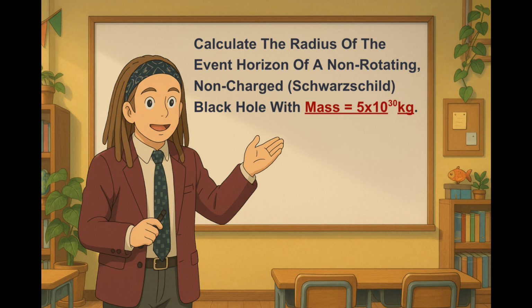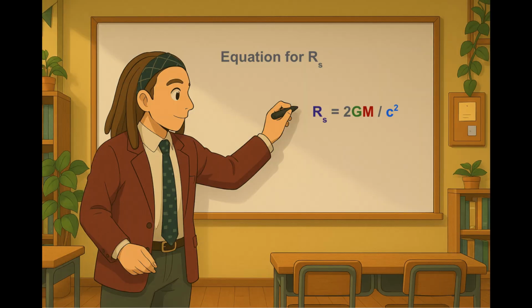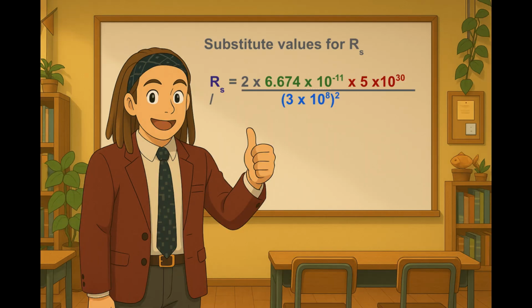The fundamental principle we apply here comes from Einstein's theory of general relativity. For a Schwarzschild black hole, the event horizon is defined as the radius at which the escape velocity equals the speed of light. This leads us directly to the Schwarzschild radius formula. Rs equals 2GM over c squared. This equation directly links the mass of the black hole to the size of its event horizon using these universal constants.